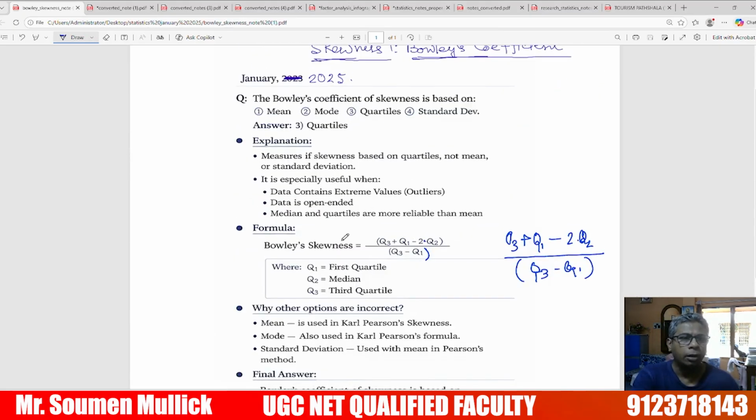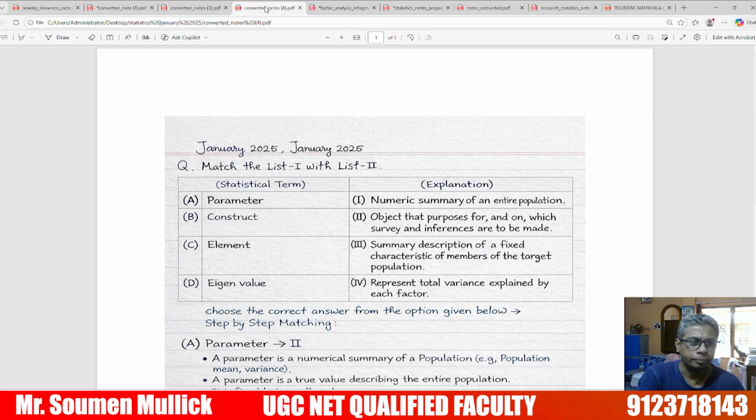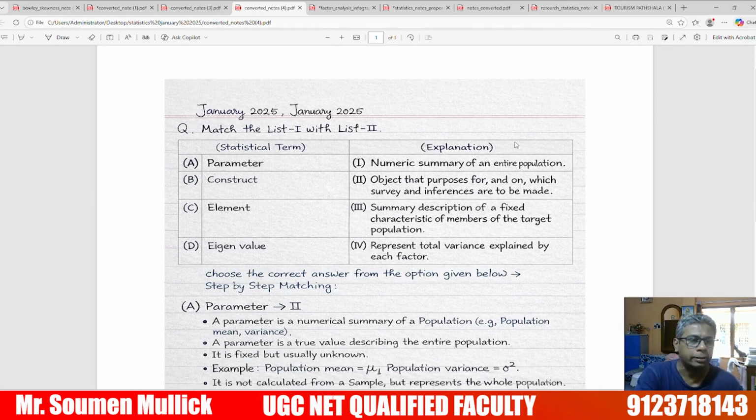Now we move on to our next question. This question is based on statistical terms and explanations. They have given the terms parameter, construct, element, and eigenvalue. The four terms are given along with their explanations, and we have to choose the correct one.